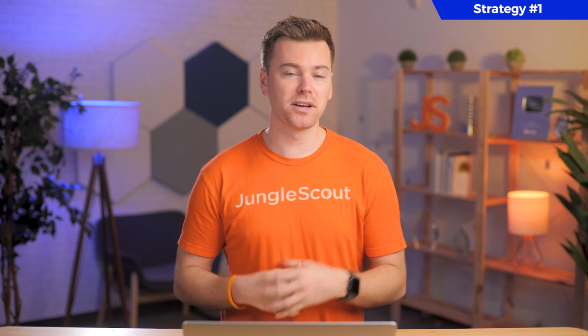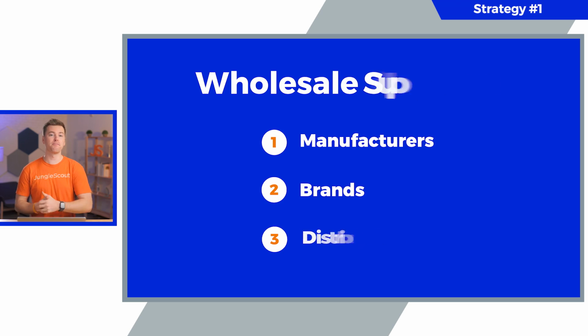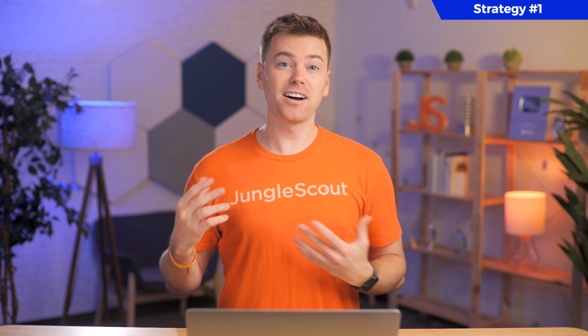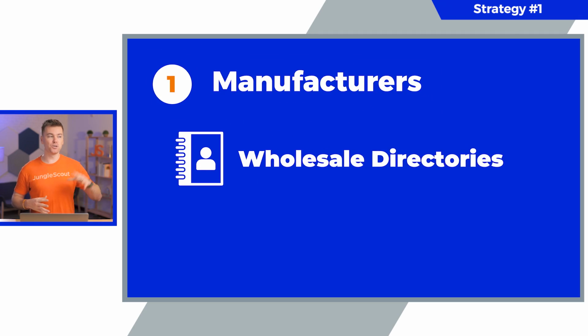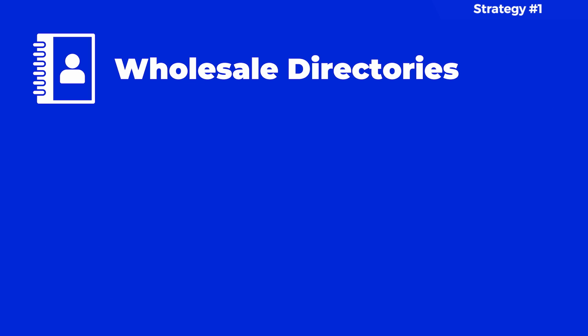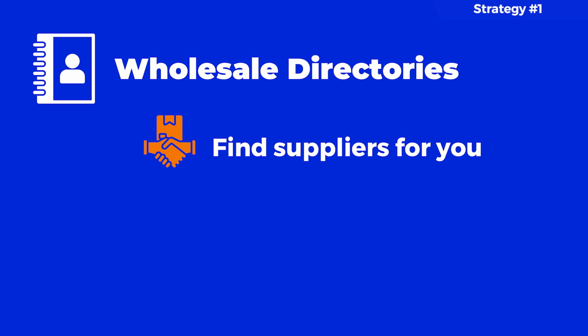Now let's move on to another type of supplier, this time manufacturers, and the various ways of finding them. So there's two main ways to find manufacturers. You can either use a wholesale directory, or you can go directly through the manufacturer's website and specifically their contact form. So with wholesale directories, these are websites where the suppliers said they're willing to work with wholesalers like yourself.